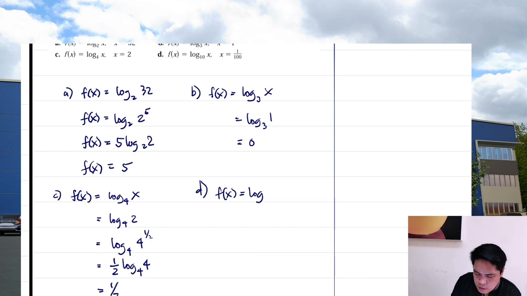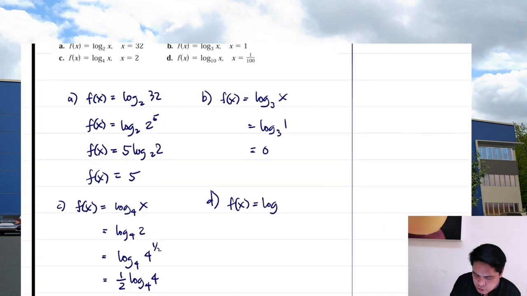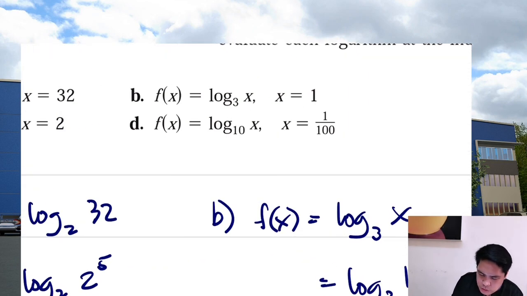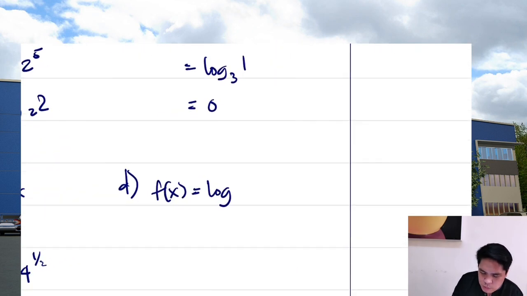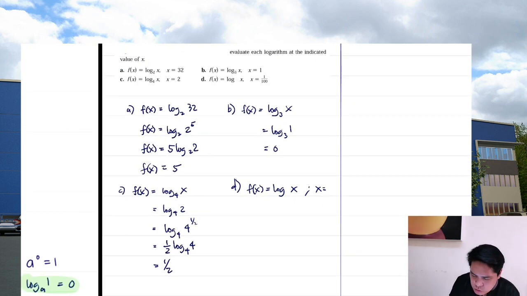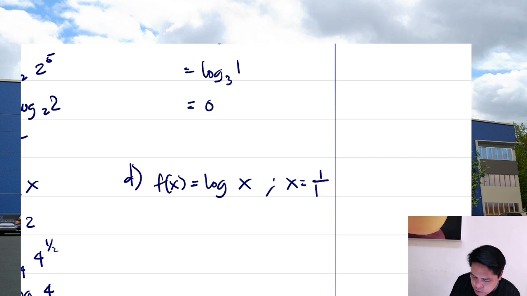to the base 10. So base 10 siya, pwedeng di na natin isulat yung 10 dito. Kahit wala na to. So it's understood na base 10. So logarithm of x na lang tayo. So x is equal to 1 over 100. So that would be f of x is equal to the logarithm of 1 over 100.